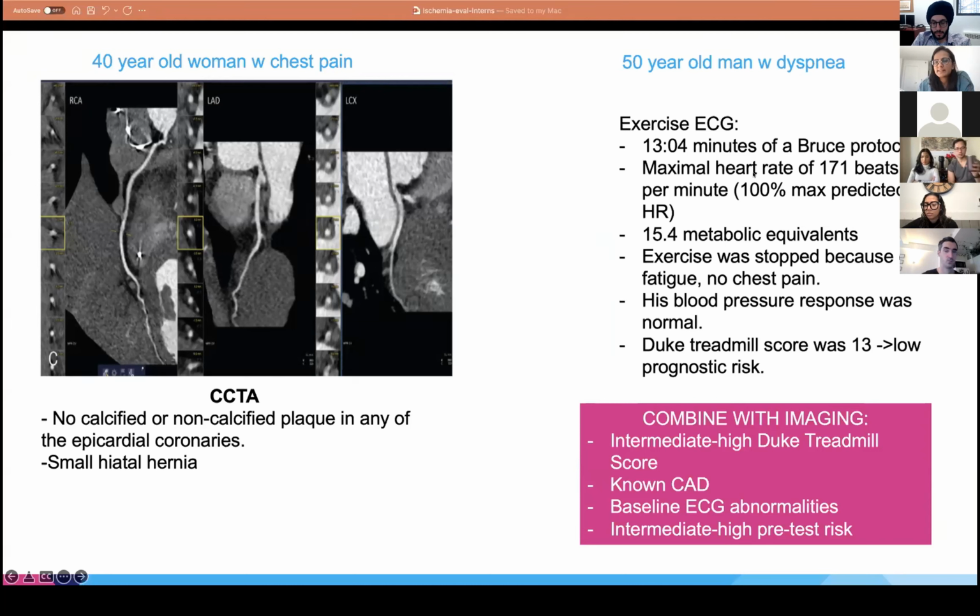You want to always combine it with imaging, because exercise ECG has false positive rates. Patients who have any baseline ECG abnormalities, and we'll talk about those, are the patients you want to order a treadmill with imaging, either with an echo or with myocardial perfusion imaging with PET or SPECT. And in patients who are intermediate to high pretest risk, never do ECG alone. You want to try and add on imaging with it.